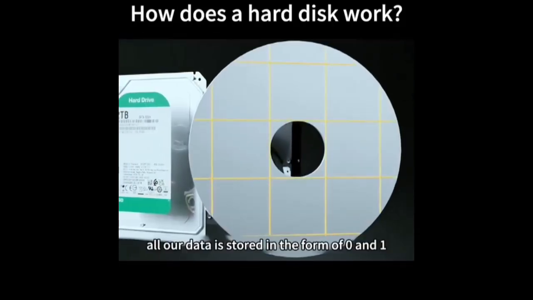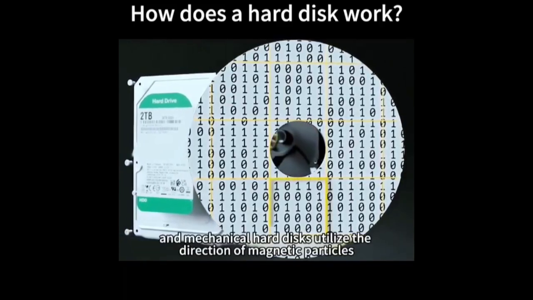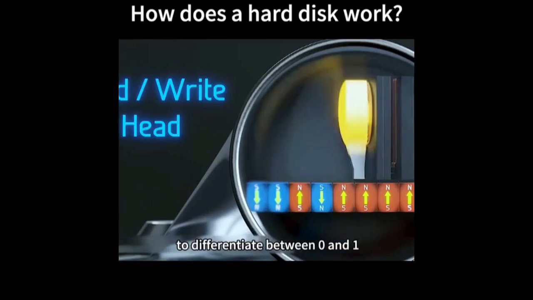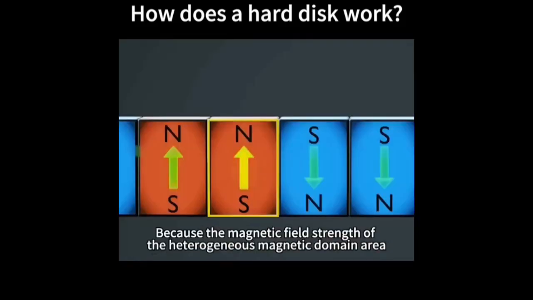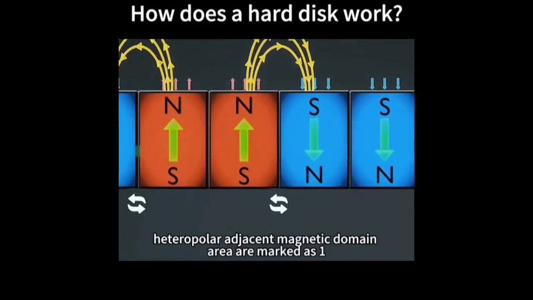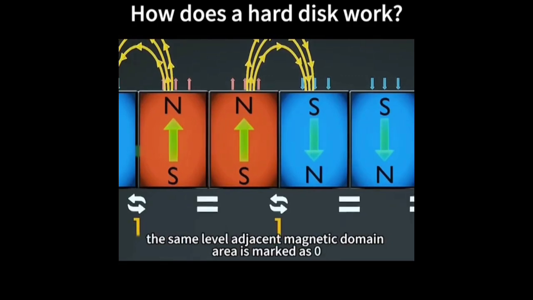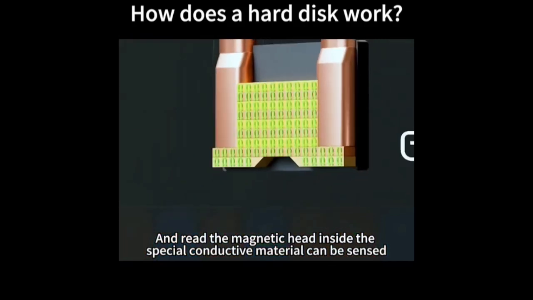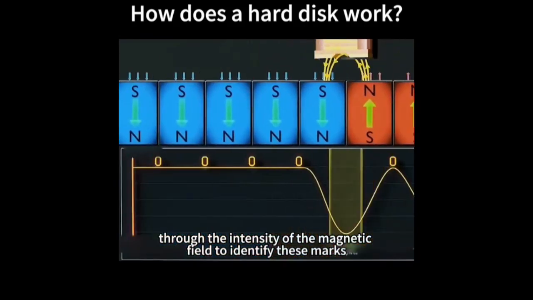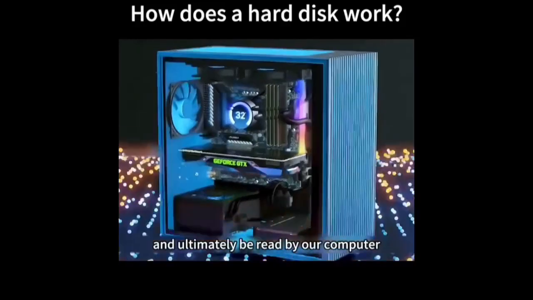Actually, all our data is stored in the form of 0 and 1, and mechanical hard disks utilize the direction of magnetic particles to differentiate between 0 and 1. Because the magnetic field strength of the heteropolar magnetic domain area is much higher than the same polarity, the principle is very simple. Heteropolar adjacent magnetic domain areas are marked as 1, the same polarity adjacent magnetic domain areas are marked as 0. And the read head has special conductive material inside that can sense the intensity of the magnetic field to identify these marks, and ultimately be read by our computer.